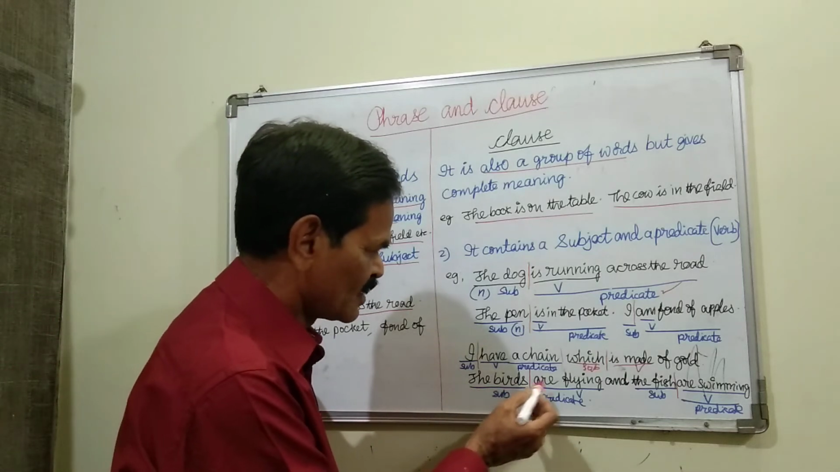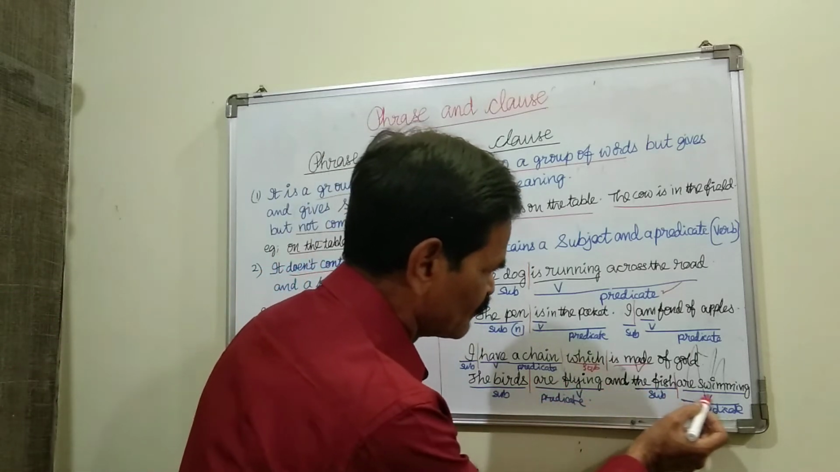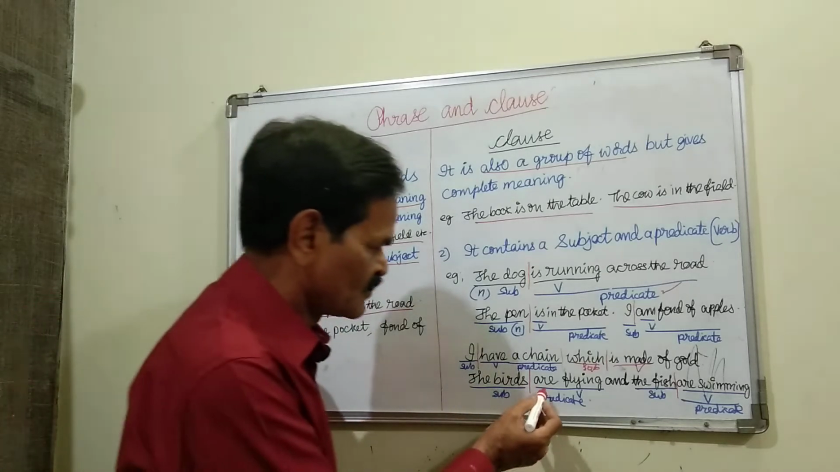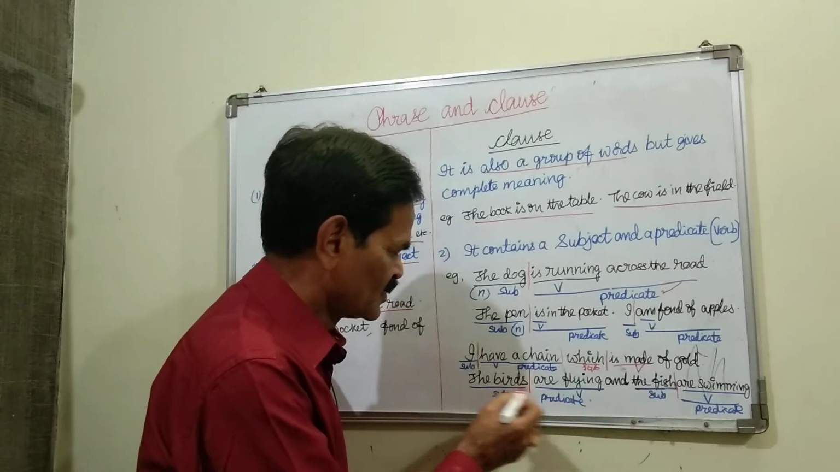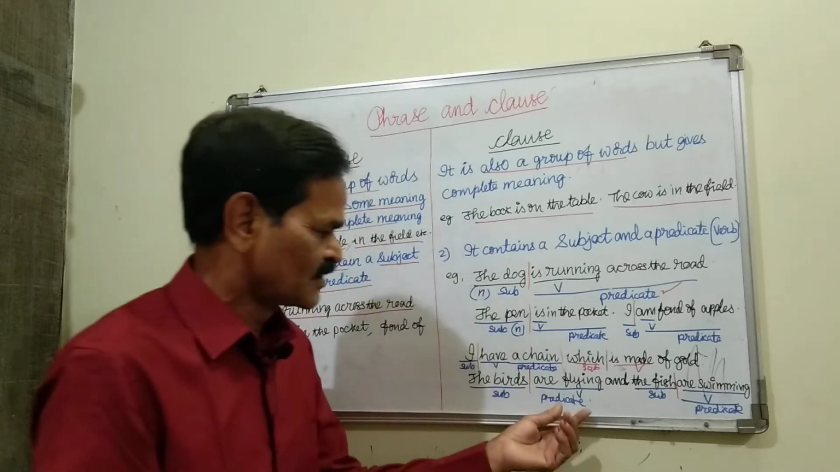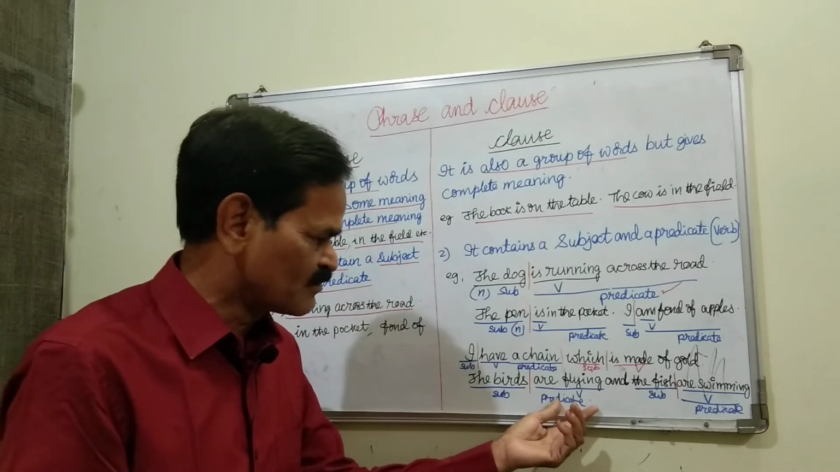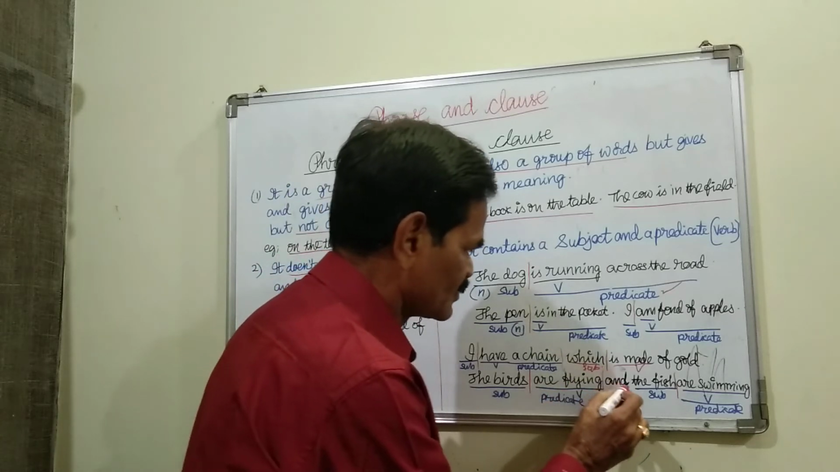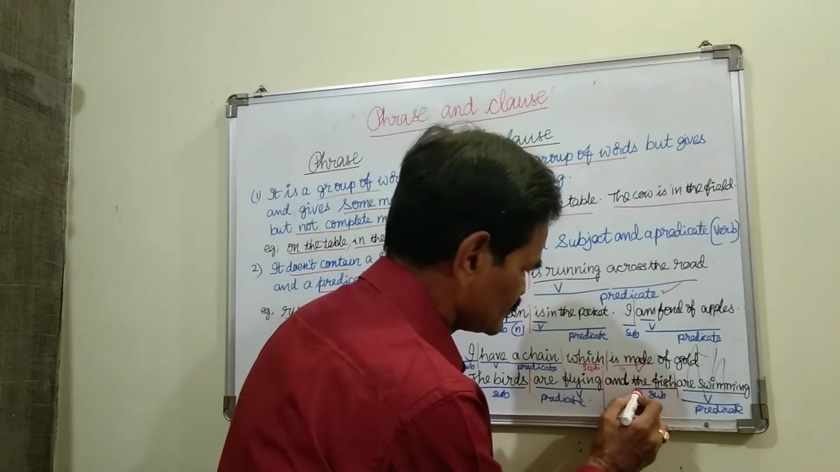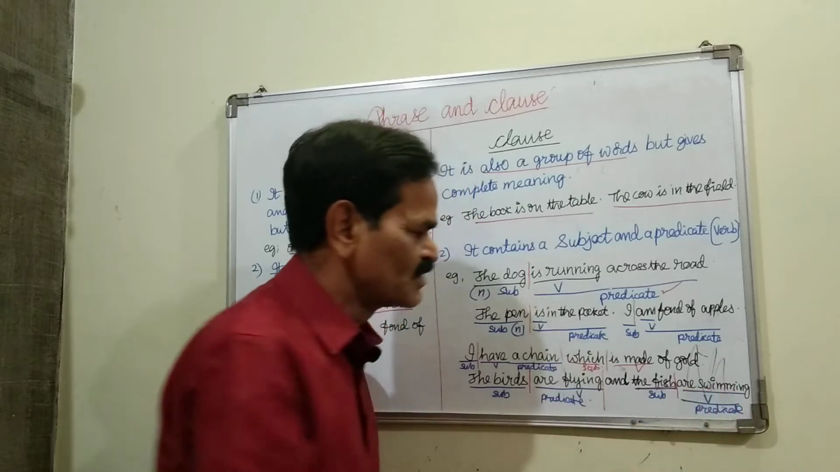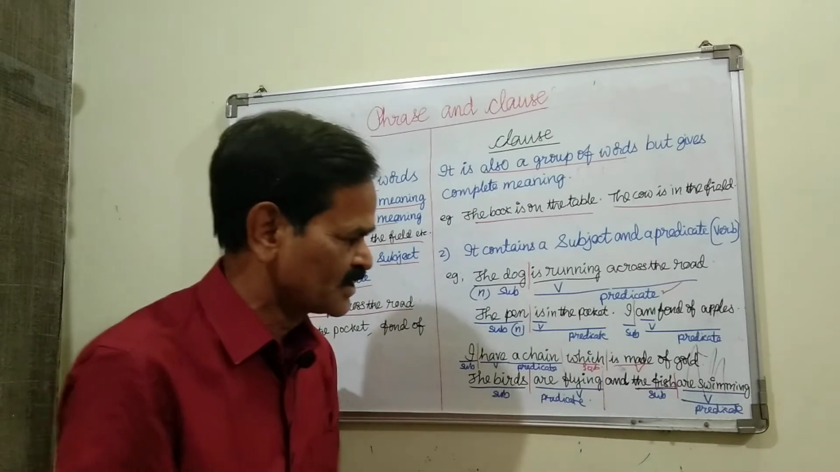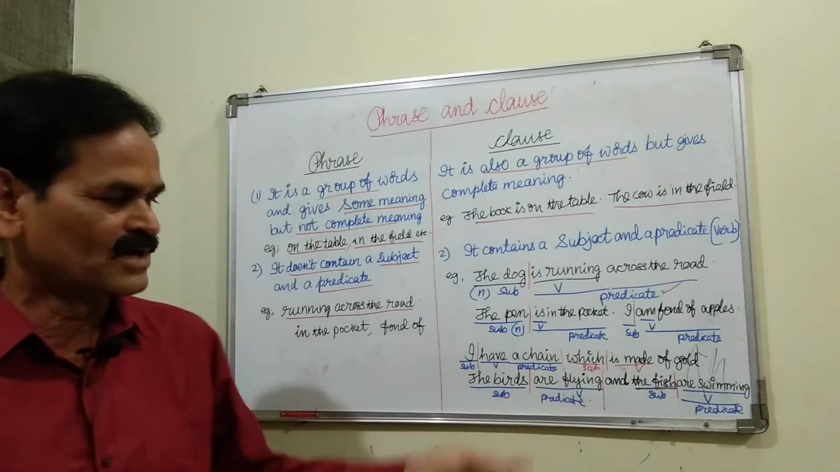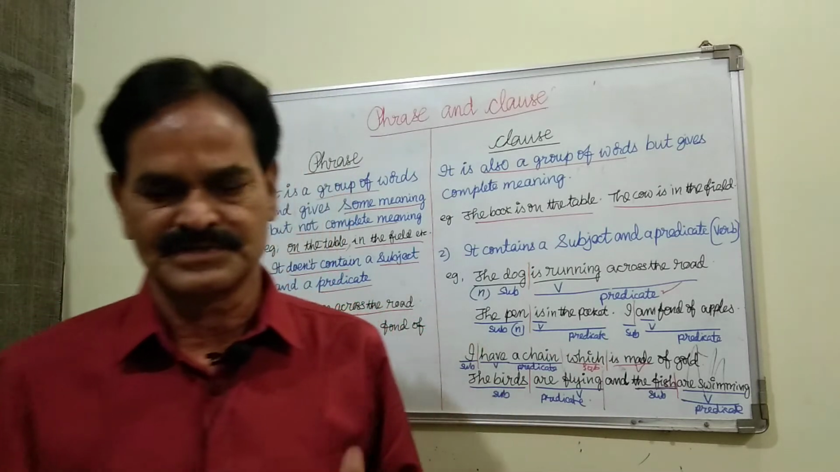The birds are flying and the fish are swimming. The birds is the noun, the subject, and are flying is the verb. So here only one verb is there, and that verb is called the predicate, and this is one clause. And the fish is the subject, are swimming is the verb, are swimming is the predicate, and this is another clause. So here two clauses are there, but it is actually a compound sentence.